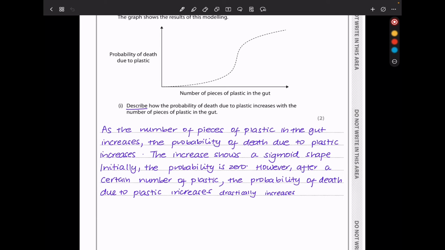Describe how the probability of death due to plastic increases with the number of pieces of plastic in the gut. This is just describing what we see here. So I said as the number of pieces of plastic in the gut increase, the probability of death due to plastic increases. The increase shows a sigmoid shape. Initially, the probability is 0. However, after a certain number of plastic, the probability of death due to plastic increases drastically.